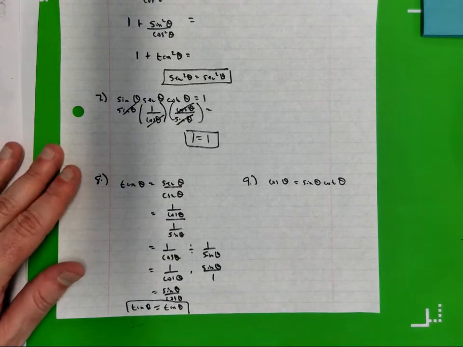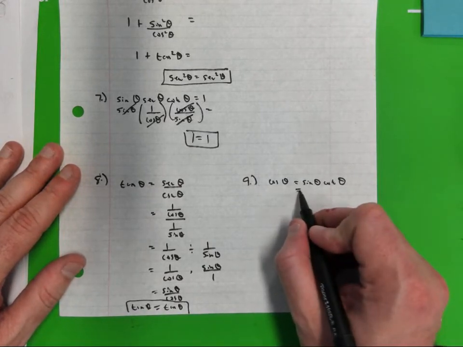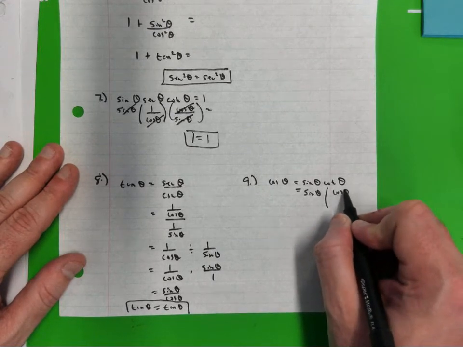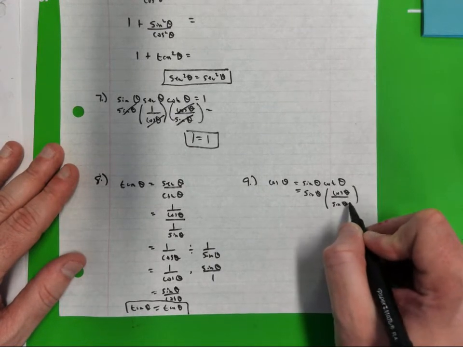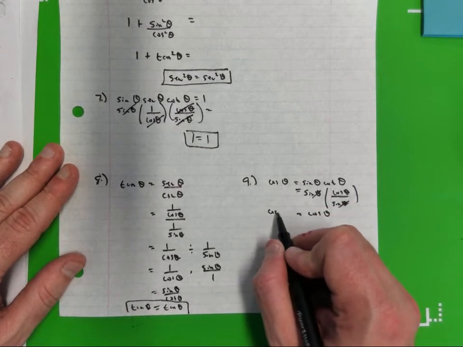All right, number 9. I'm going to attack the right-hand side. It looks more complicated. I can't break cosine down anymore, so I'm going to do sine theta. I'm going to rewrite this as cosine over sine, where those cancel out, I'm left with cosine theta, and that's what I wanted.